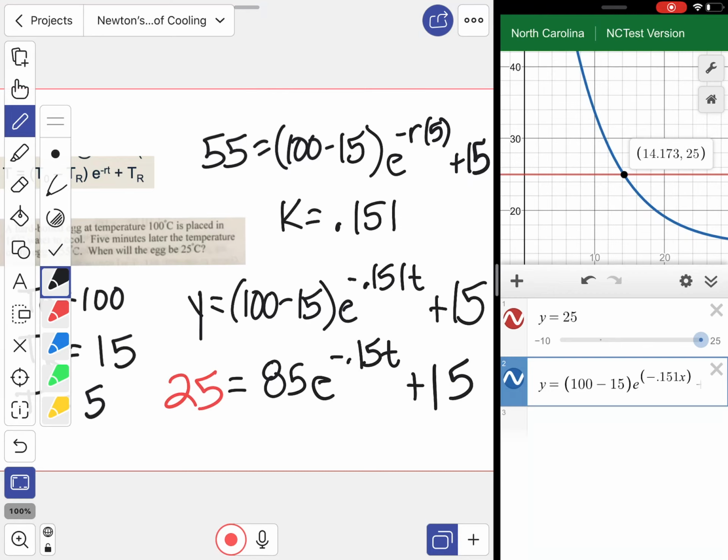And I should get that my time is going to be 14.2. All right, so I hope that this can help you further, but you can basically use Desmos as a two-step process: one, to help you find the rate, and then to help you find the time. And then once you find the rate, you can use the rate to help you make any predictions further down the road.